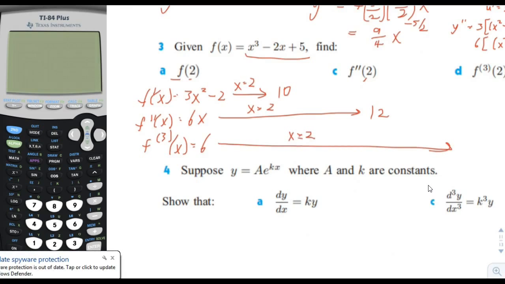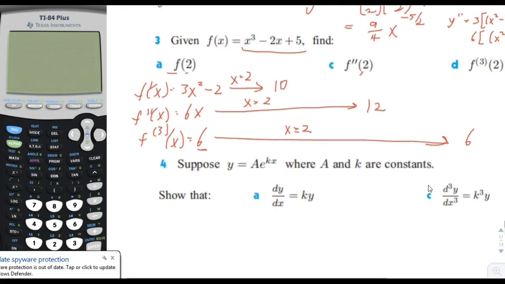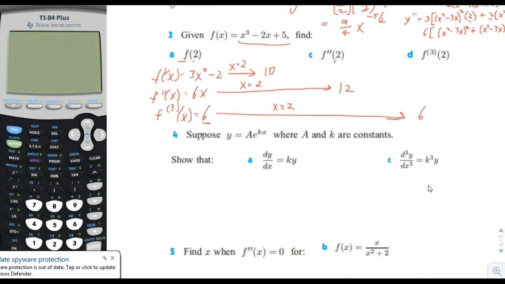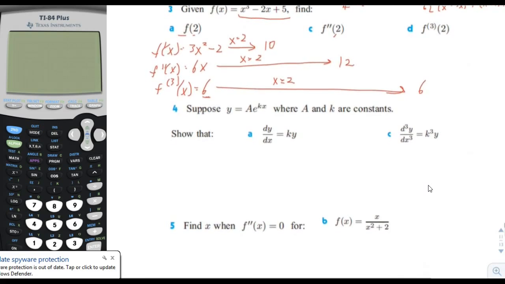Okay, and then, last of all, we're going to plug in x equals 2 for this one. And actually, you notice that there's no x left in this one. So it doesn't matter what you put in. It's always 6, okay? Because the gradient is always constant, which means it's a line. Okay? All right, number 4.